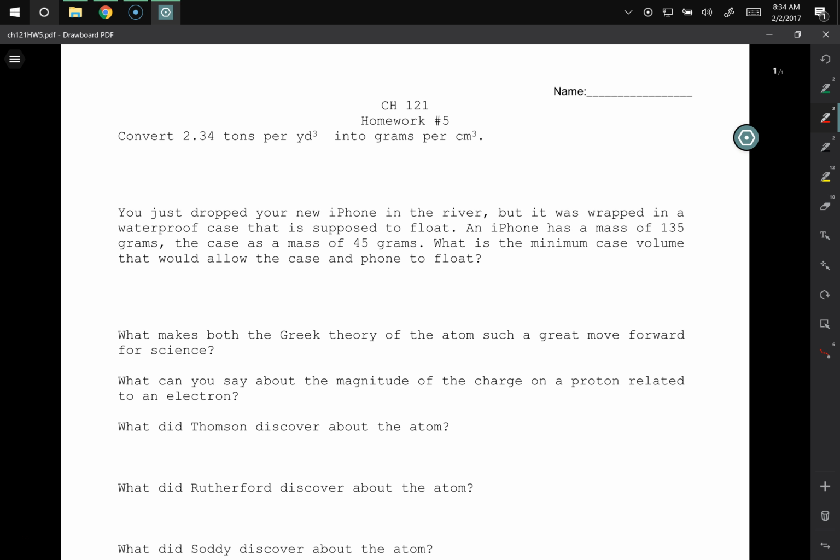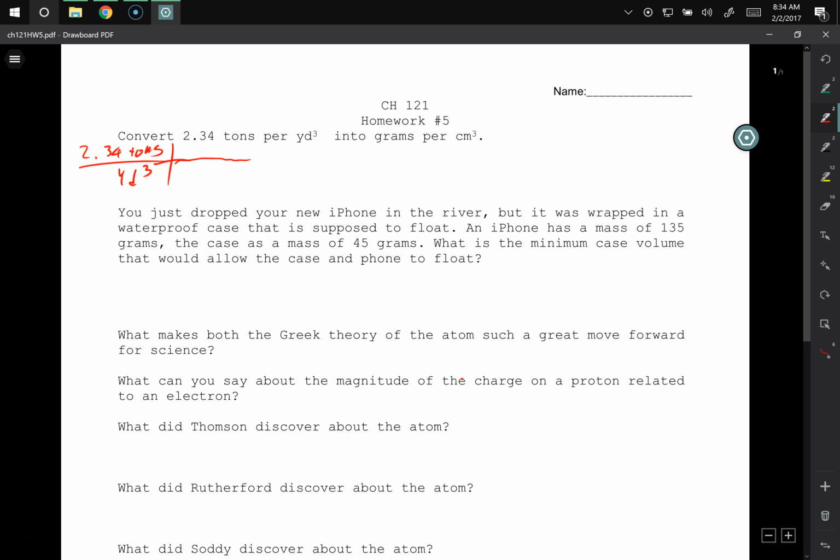Okay, so I'll go ahead and start with this 2.34 tons per yard cubed. And I need, what do you want to convert first, the tons or the yards? The tons? Okay, so what did you come up with for tons for unit conversion? 2,000 pounds is 1 ton.